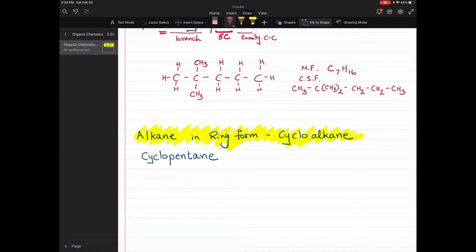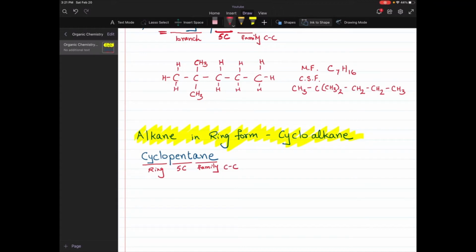In this case, we have a cyclopentane. So the prefix cyclo indicates that it is a cyclical or ring form. So it's a ring compound. The pent component tells us that there are 5 carbons, and the ane is the family of alkanes, which means it's carbon-carbon single bonds. So they're all carbon-carbon single bond linkages.